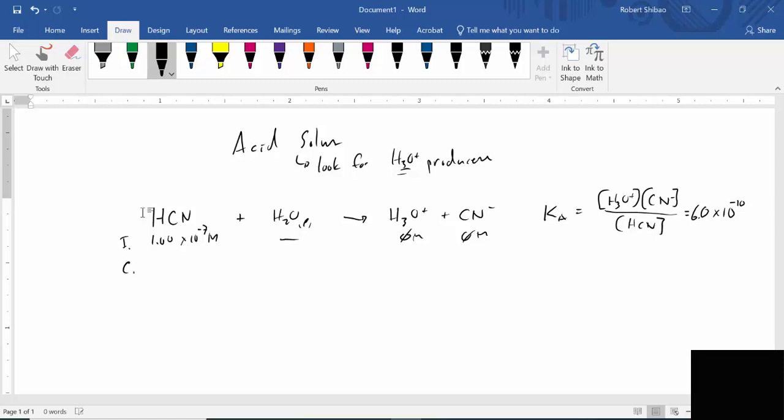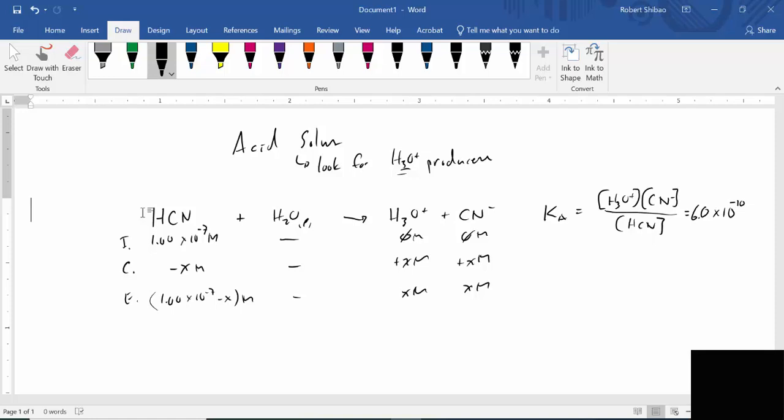And so the change here is going to be minus x molar, and then water is a pure liquid. This will be plus x molar, and then plus x molar here. And so at equilibrium, we're going to have 1.00 times 10 to the minus 7 minus x molar, and then x molar here, x molar here. Now, I already mentally did this, but I could start off with these initial conditions and get this ICE table, or I could reset the initial conditions. Should I start off with these initial conditions and use this ICE table, or reset this and generate a different ICE table?